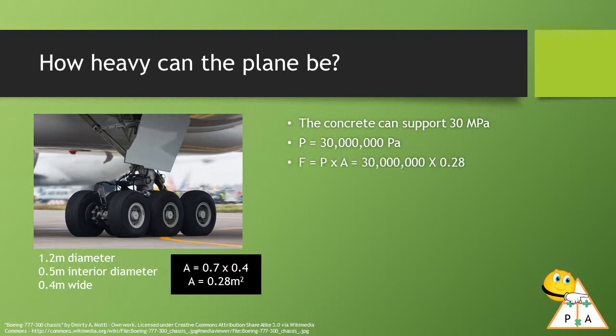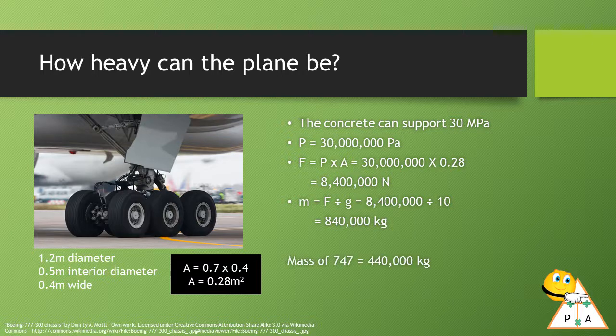Using my magic triangle, I know that force is equal to the pressure times the area, so 30 million pascals multiplied by 0.28 meters squared gives me a force of 8,400,000 newtons. But that's not the mass of my plane. To get the mass, I need to go force divided by gravity, so I'm dividing it by 10, gives me 840,000 kilograms. Now that is the amount of mass that the concrete underneath one of the tyres could support. And the good thing is that a 747 has a mass of about half that, 440,000 kilograms.